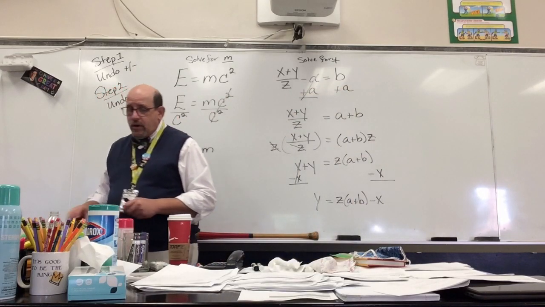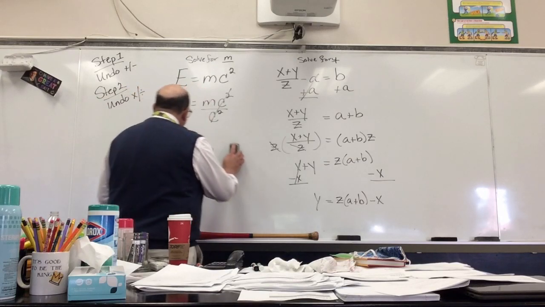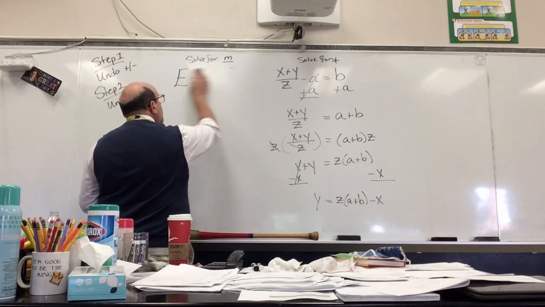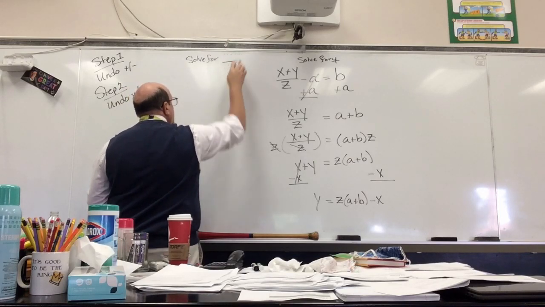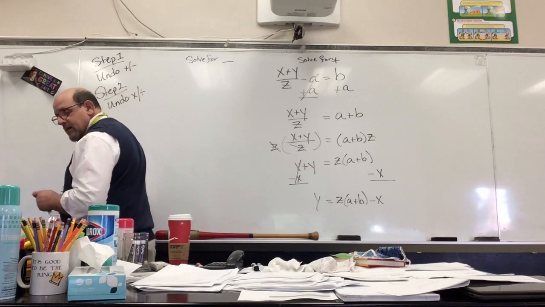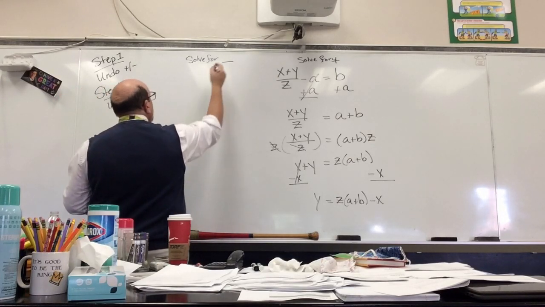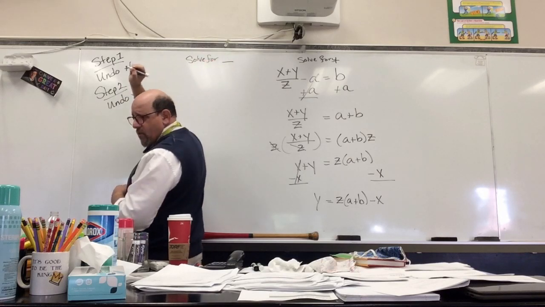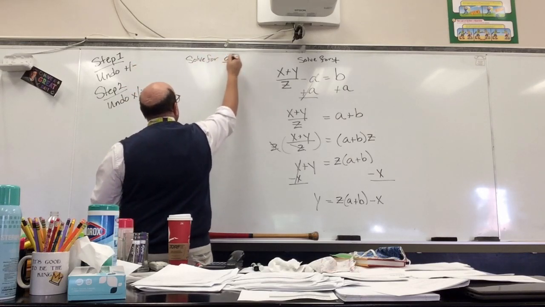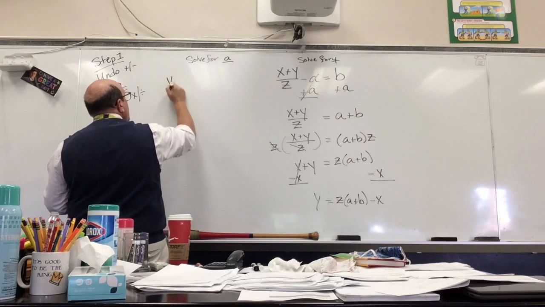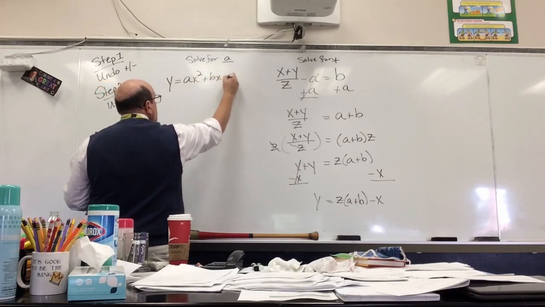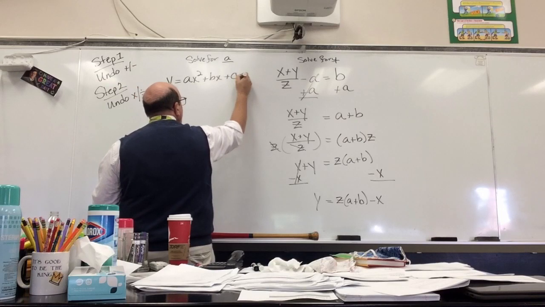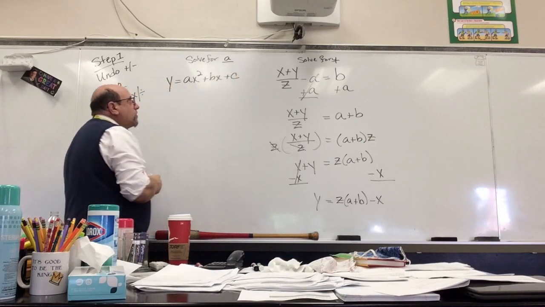I'm going to use one more pretty famous formula. This is the standard form of an equation. And I believe, if I'm not mistaken, we're solving for a. Okay. It's the standard form of an equation. Y equals ax squared plus bx plus c. All right, and there it is. That's the standard form of an equation.